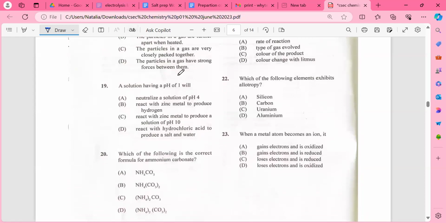The solution has a pH of 1, so that means it's acidic. Neutralize a solution of pH 4 can do that. It will react with zinc to produce hydrogen gas and a salt.